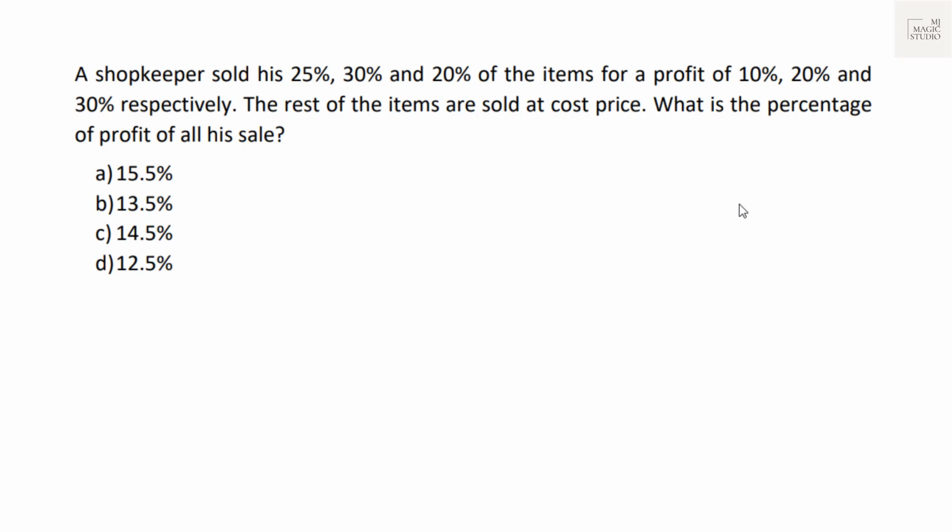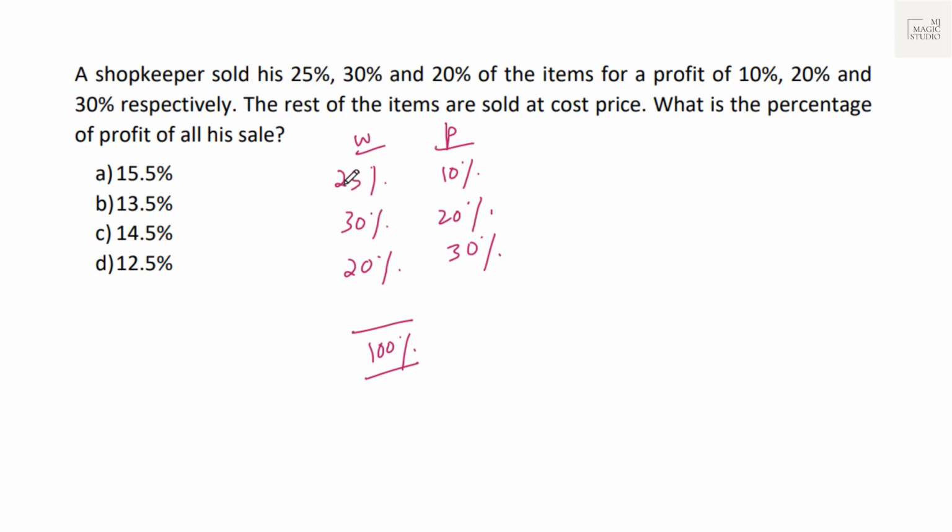Profit and loss, percentages. Obviously you will get a question out of it. Give it a try, you know the drill. A shopkeeper sold 25%, 30%, and 20% of the items at a profit of 10%, 20% and 30% respectively. The rest of the items, 25%, that is 100 minus these three, are sold at cost price. That means profit is 0%. What is the percentage profit on the whole sale?